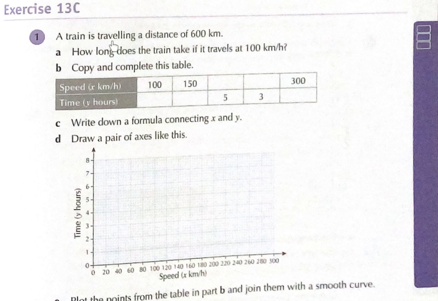A train is traveling a distance of 600 kilometers. How long does the train take if it travels at 100 kilometers per hour? Okay. Now you have the distance and you have the average speed. So how to find the time? Yes, divide. To find the time, divide distance over speed. So 600 divided by 100, so yes, 6 hours.